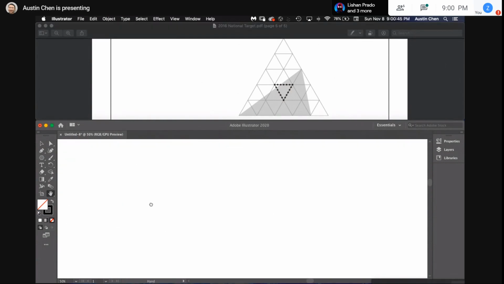So how we can find the coordinates of these intersecting vertices is by having the equation of this line, the equation of this line, and the equation of this line, and we just find the intersecting points.